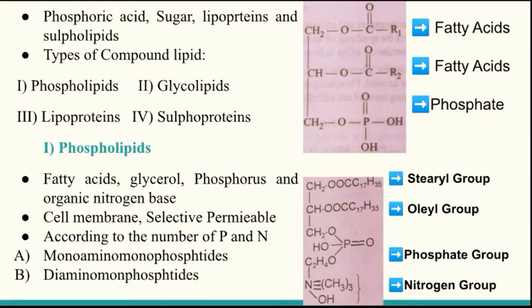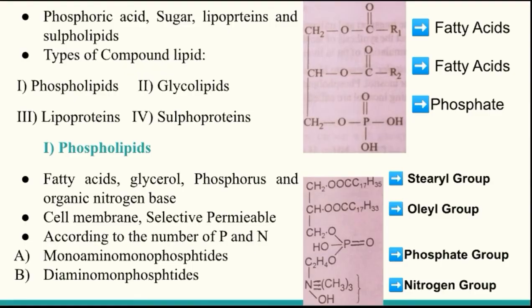Okay, it means the phospholipids contain two fatty acids or esters of fatty acids, with the addition of a phosphate group as well as a nitrogen group also. That is, it contains the fatty acid, glycerol, phosphoric acid and a nitrogenous base. That is the composition of phospholipids.